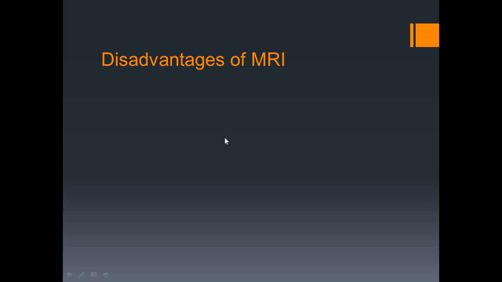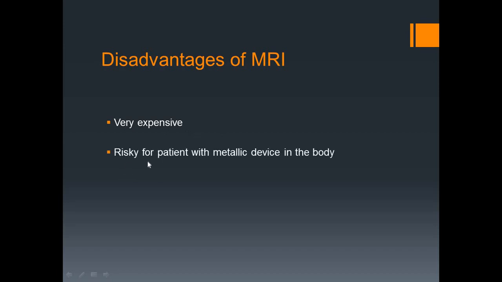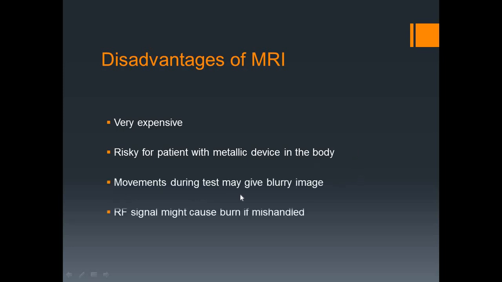Disadvantages of MRI. Yes, there are some disadvantages of MRI. Let's see. It is very expensive. It is risky for patients with a metallic device in the body. Movements during the test may give a blurry image. RF signal might cause burns if mishandled. Yes, MRI is a very complex device. That's why it's very expensive.